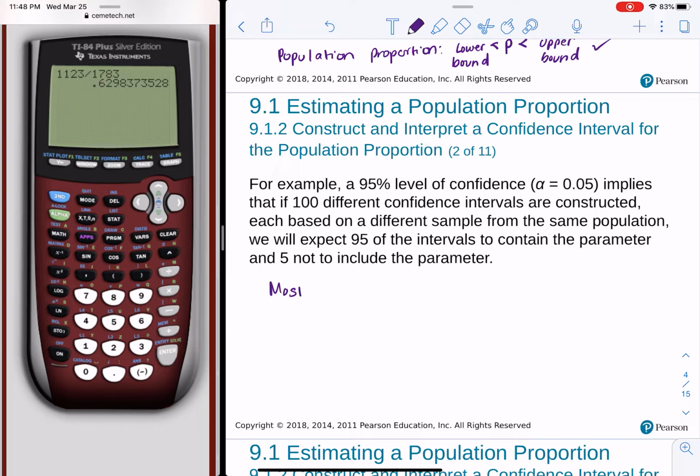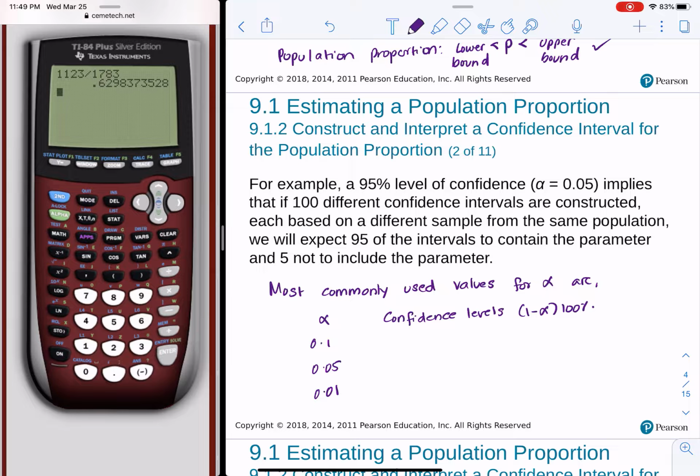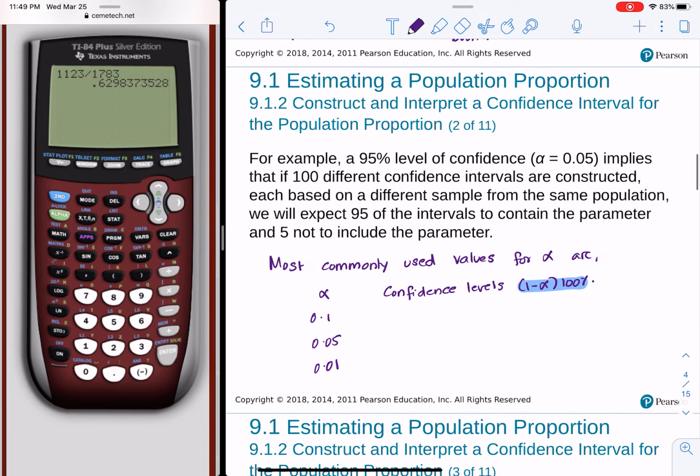The most commonly used values for alpha are 0.1, 0.05 and 0.01. So the corresponding confidence levels are (1 minus alpha) times 100%. So we plug in alpha in this particular expression and we get the confidence level. For the first one we have 90%, for the second one we would have 95%, and for the last one we would have 99%.